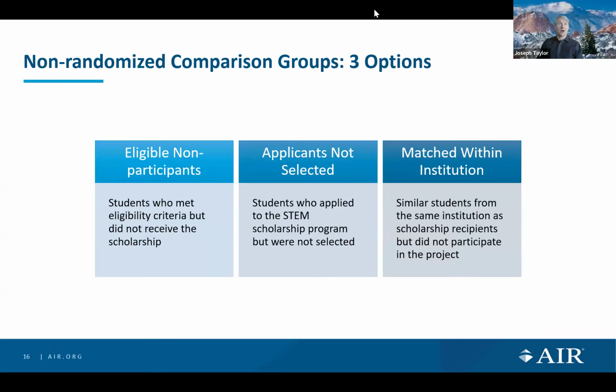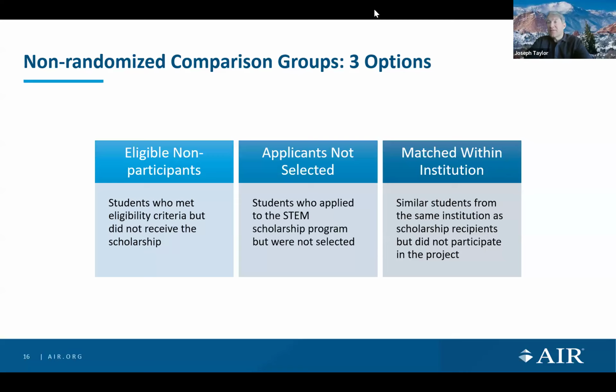Okay, so within the S-STEM context, there are three common design options for non-randomized comparison groups. Starting in the far left column, the first option is eligible non-participants. These are students who met the eligibility requirements, but for whatever reason did not receive the scholarship. The second option, in the middle column there, are applicants who were not selected. These are students who applied for the scholarship program and were not chosen, either because they didn't meet eligibility requirements or for some other reason.